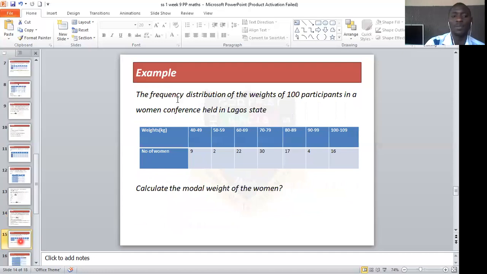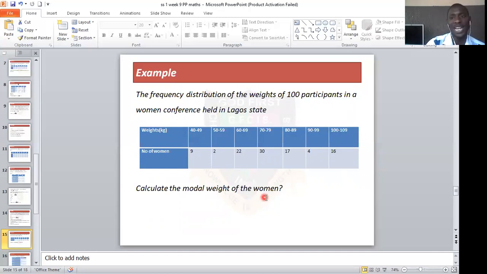Look at the example. The frequency distribution of the weight of 100 participants at a women's conference. What you need to do is prepare your frequency distribution table. But here we don't need the cumulative frequency from the formula given. We need the frequency and the class boundary. So here we have 40 to 49, which are the class intervals, down to 100 to 109, and these are their frequency. Calculate the modal weight of the women.